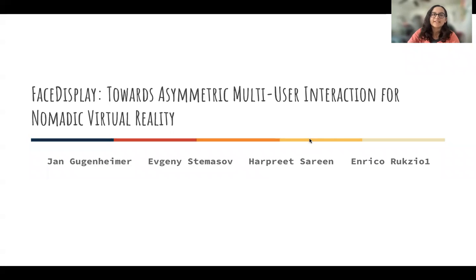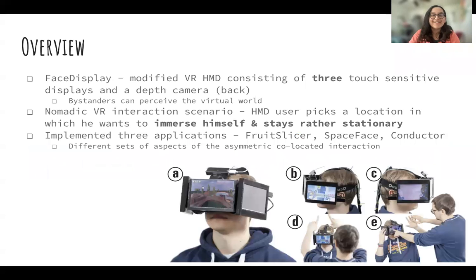Hello, so today I'll be presenting a paper called FaceDisplay: Towards Asymmetric Multi-User Interaction for Nomadic Virtual Reality. A lot of words, and I'm going to explain what they are. FaceDisplay is a modified VR HMD consisting of 3 touch-sensitive displays and a depth camera. HMD stands for head-mounted device.